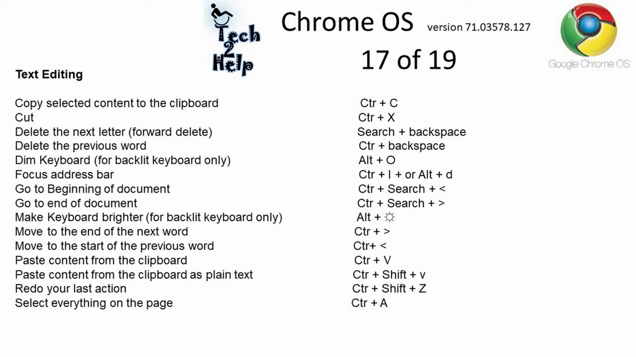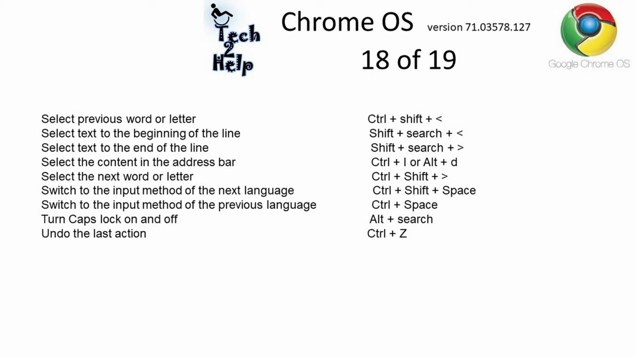Paste content from the clipboard: Center plus V. Paste content from the clipboard as plain text: Center plus Shift plus V. Redo your last action: Center plus Shift plus Z. Select everything on the page: Center plus A. Chrome OS version 71.03578.127. 18 of 19. Select previous word or letter: Control plus Shift plus.